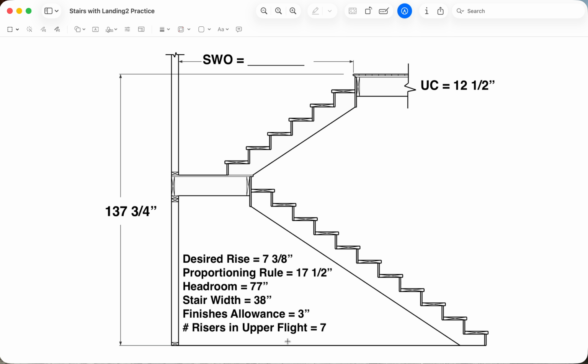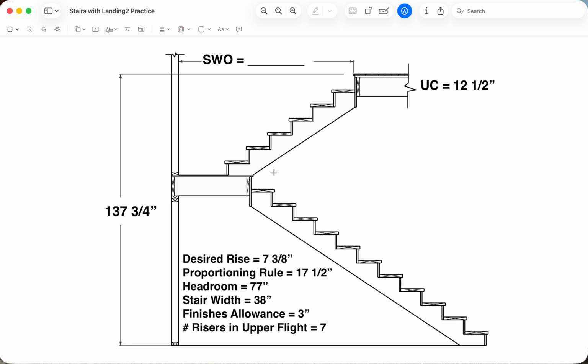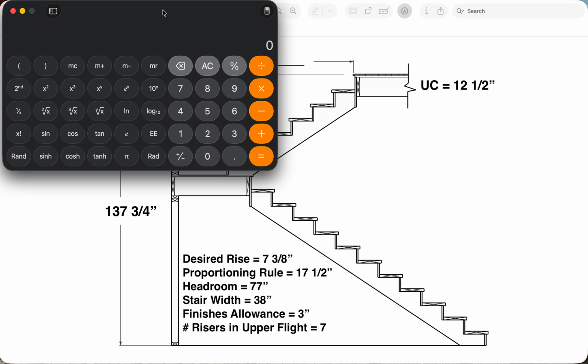Okay, and in this case, we know that where the landing is, it's going to be 7 rises down from the top. So first things first, we need to figure out what our unit rise and run and everything will be. So we're aiming for 7 3/8. We'll try to get as close to that as we can. So what we'll do is we'll take 137 3/4, and we're going to divide it by 7 just to see how many rises we have.